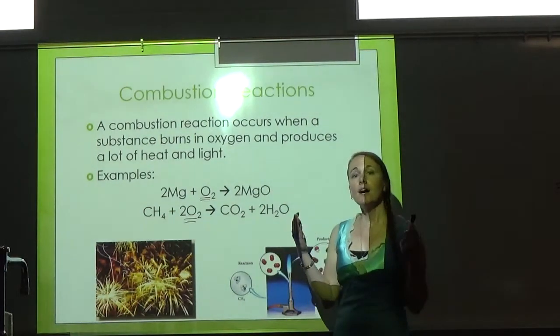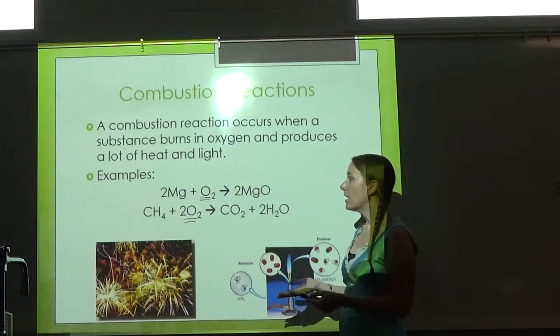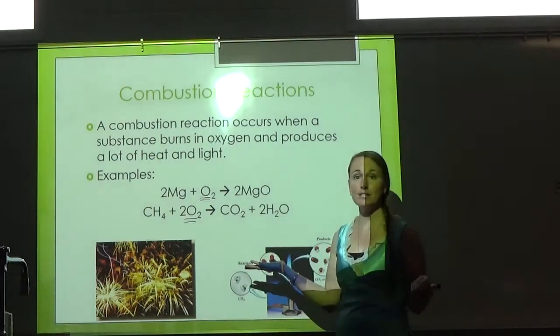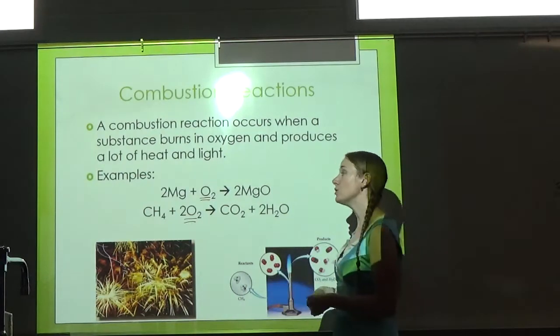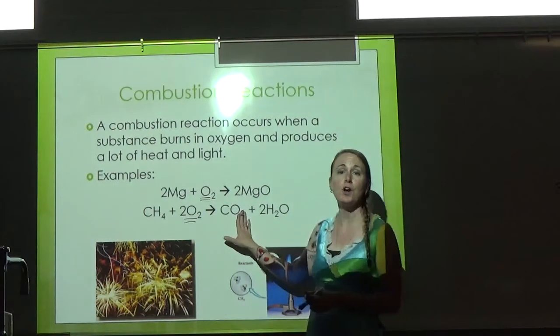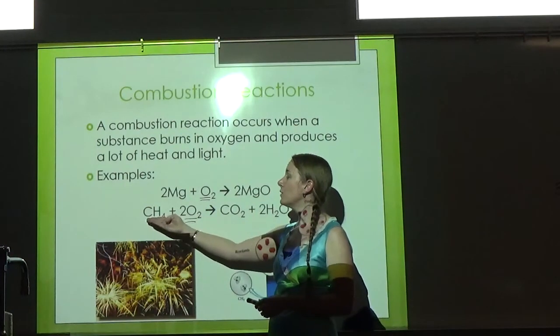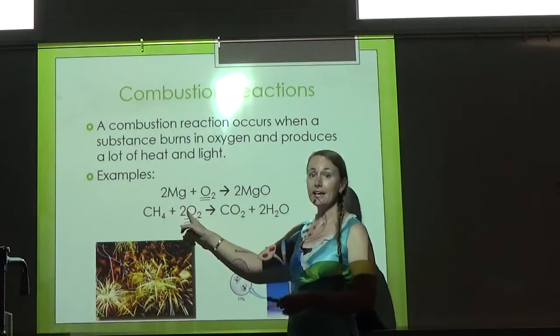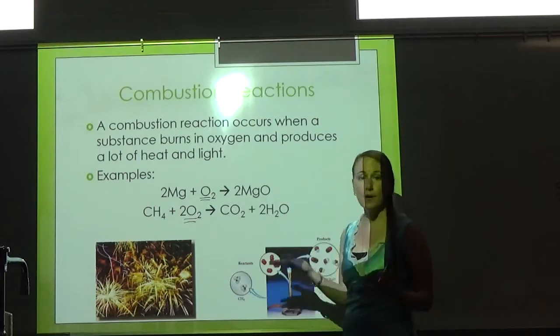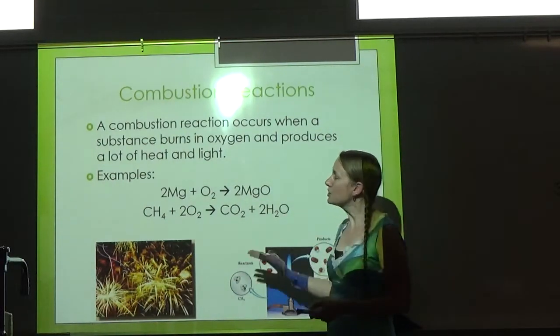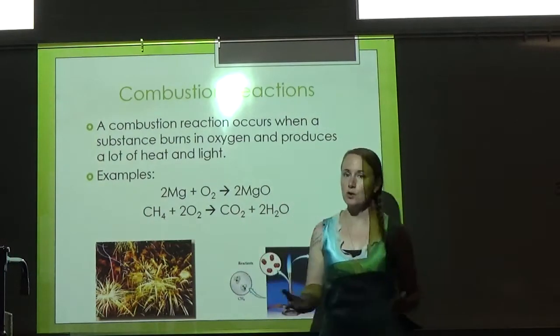Whenever a hydrocarbon burns in oxygen, you're going to get carbon dioxide and water as your products every time, as long as it's complete combustion. You can have incomplete combustion and that gives you carbon monoxide. But I will usually give you ones where it is a hydrocarbon and oxygen, and so you'll know that the products are carbon dioxide and water. So mainly for combustion, you can look for a bunch of C's, H's, and O's.